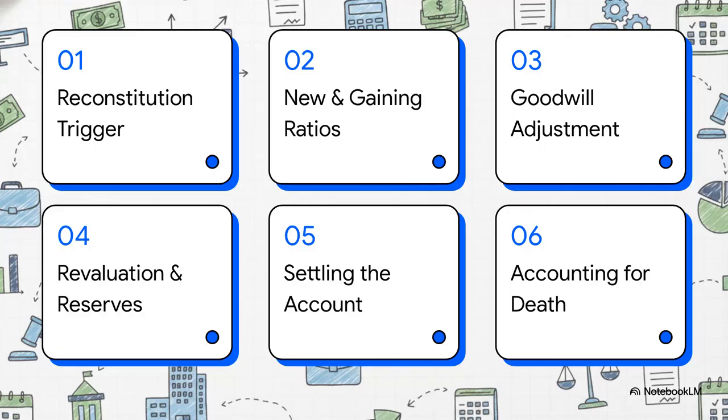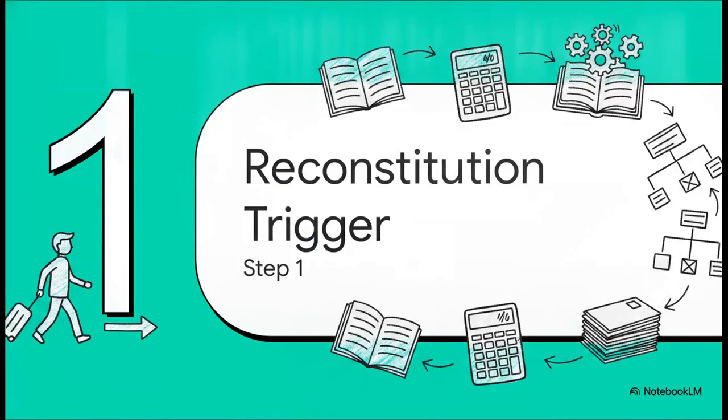So, to map out this survival mechanism, we're going to follow 6 exact steps from the chapter: the reconstitution trigger, calculating new and gaining ratios, the goodwill adjustment, revaluation and reserves, settling the account, and finally, accounting for death. Let's jump right in. Step 1.